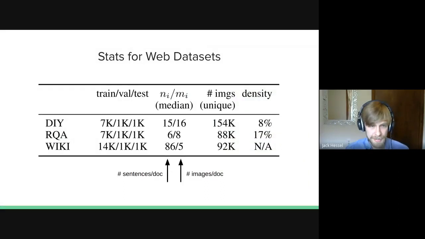Good. So a little bit of information about the data sets that we looked at for this particular paper. I don't have time to talk about all of the data sets here. I'm going to mostly be focusing on the Wikipedia case. In particular, the Wikipedia corpus we looked at has 14,000, or I guess 16,000 documents total. Each document contains roughly 86 sentences and roughly 5 images.